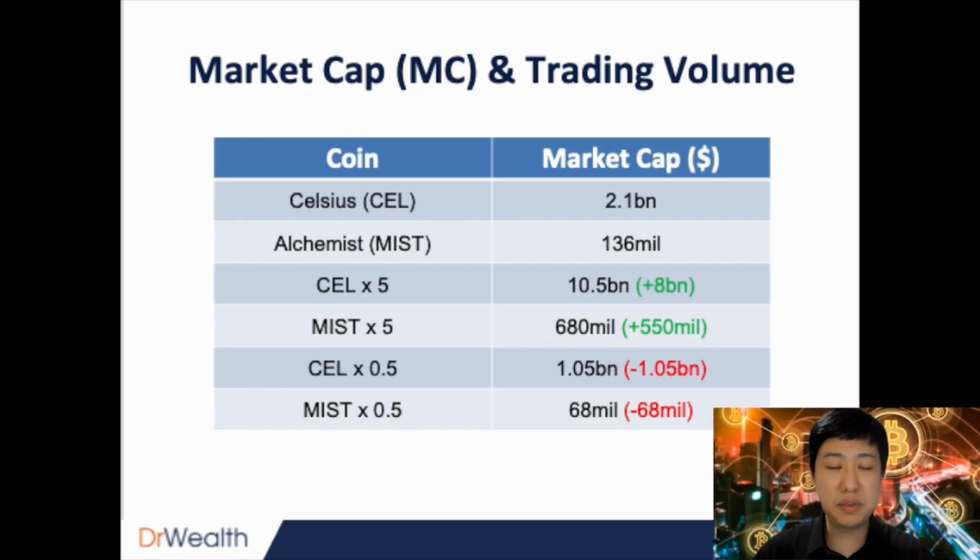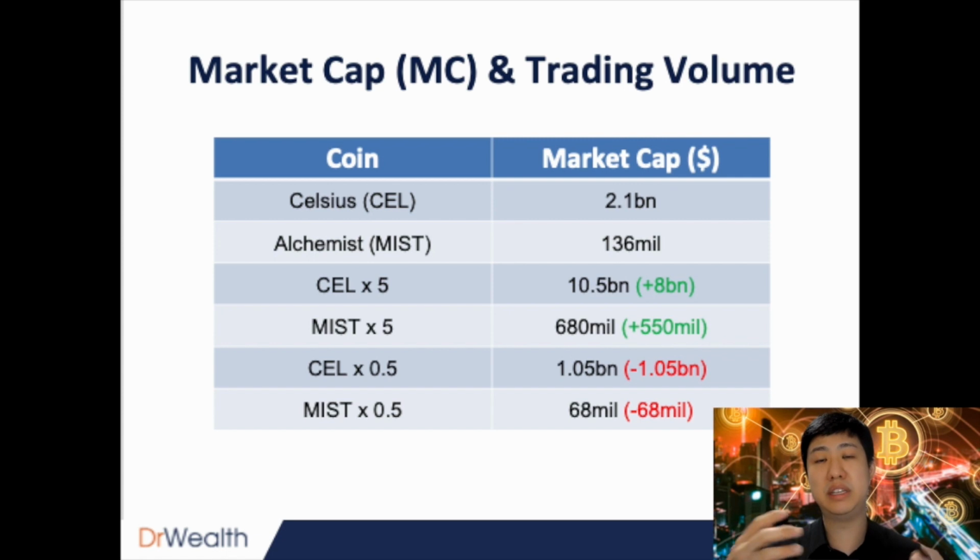So here's a summary of why market cap is important. If you see Celsius at 2.1 billion and Alchemist at 136 million, for Celsius to return you a 5 times profit, you will need an injection of almost $8 billion to bring it up to $10.5 billion. But for Mist to return you a 5 times profit, you only need $550 million to do that. So it's a lot easier to push Mist prices up with $550 million compared to Celsius having to pump $8 billion into the coin.